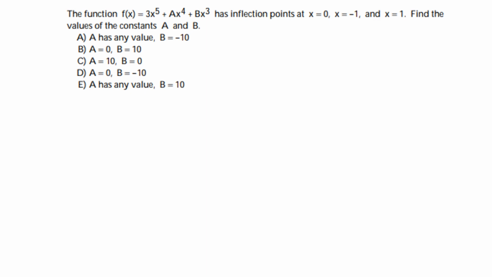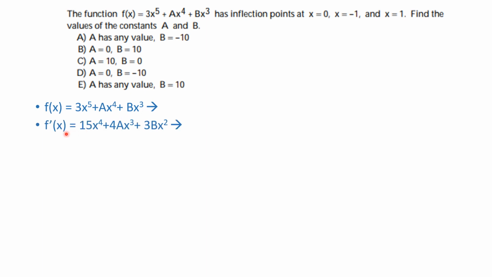Next question. The function f of x equals 3x to the power 5 plus a x to the power 4 plus b x to the power 3 has inflection points at x equal to 0, x equal to -1, and x equal to 1. Find the values of the constants a and b. These are the possible answers, and we have to look one more time for the correct answer. Here is the function repeated for convenience.